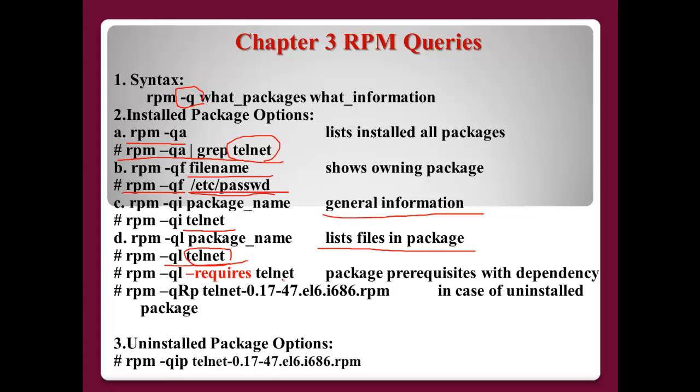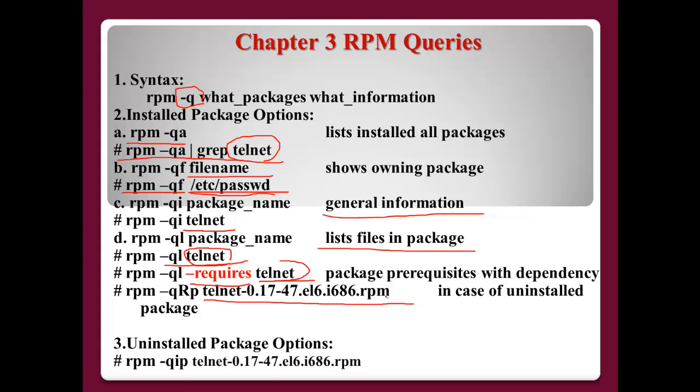rpm -qR telnet. In this case, it shows the package's requirements, the dependencies. It means when we want to find or know the exact dependencies of the packages with this package, we can use these options. And the other option, rpm -q capital RP and the package name.